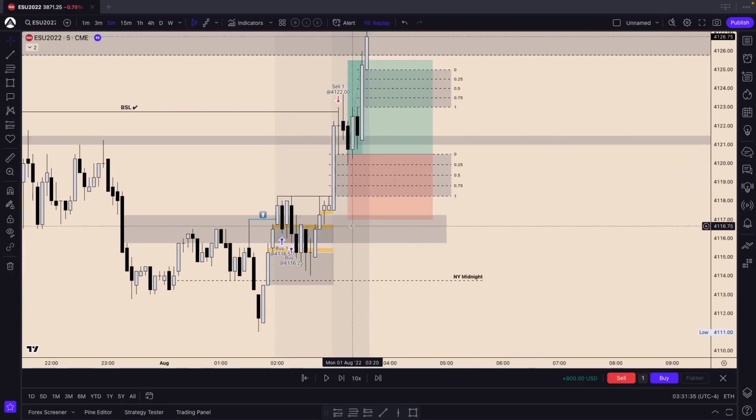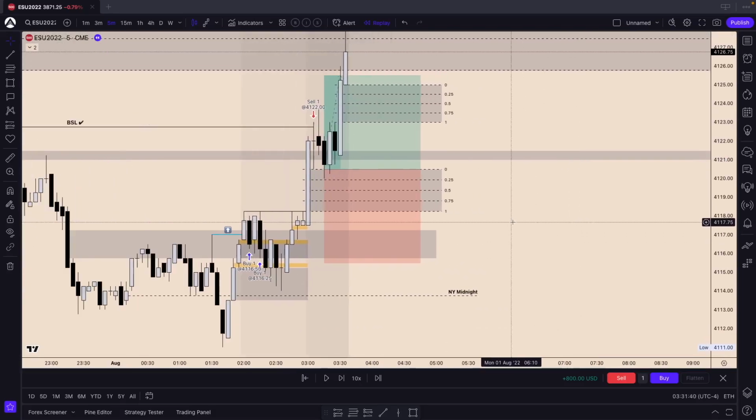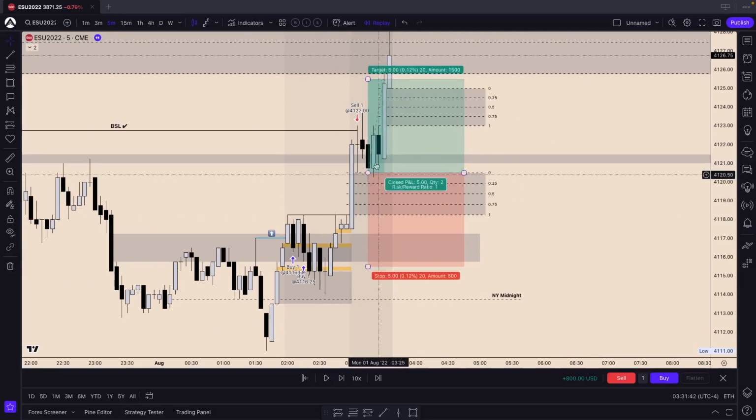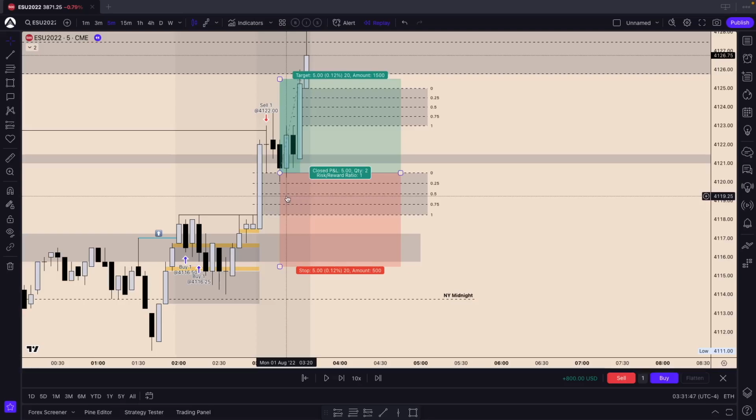So how would I place my stop loss? I would place it at 5 handles straight away, and then I would really watch this fair value gap. Let's say we get a candle close below the 50%.